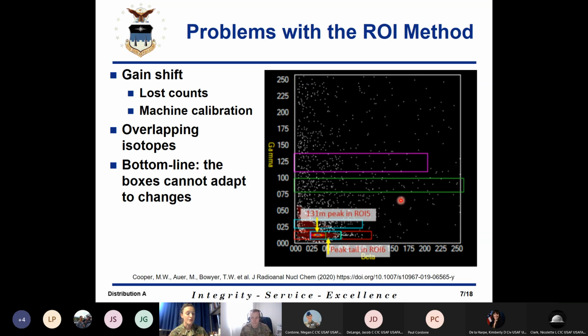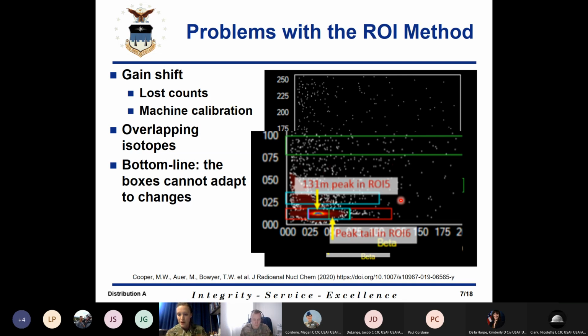Another issue is overlapping isotopes. So I'll hit slide here to zoom in for you. As you can see here, we have 131 metastable right here in this part. And then in this part, we have 133 metastable, but the 133 metastable peak actually leaks over into this region of interest. And as a result, we're going to get counts for 133M when it's actually not there. So that's a big issue. We have this confusion amongst the isotopes.